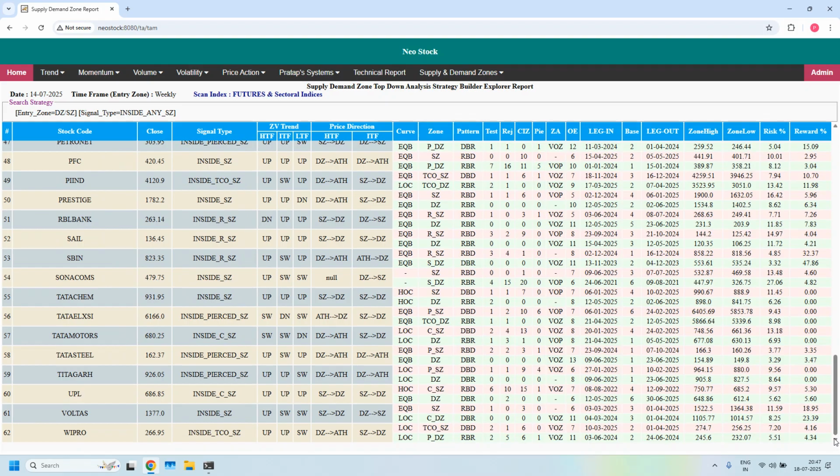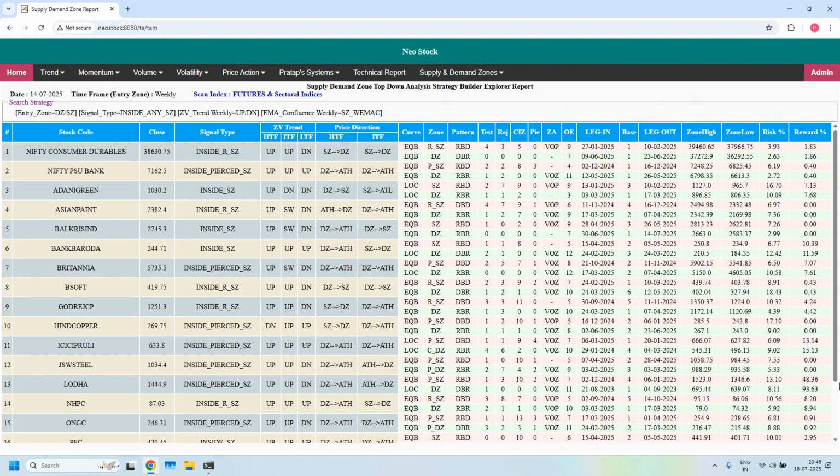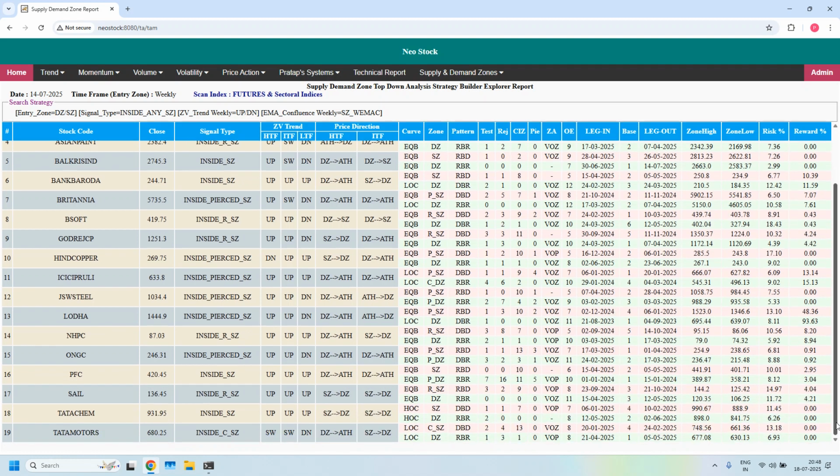Let us further filter this list based on weekly supply zone having weekly EMA confluence. Weekly supply zone having weekly EMA. At the same time, trend on the weekly should not be sideways. It can be up or down. With these filters, we got first 15 stocks in the list. Scrolling the list down. So total 19 stocks are filtered. So this is about weekly time frame.